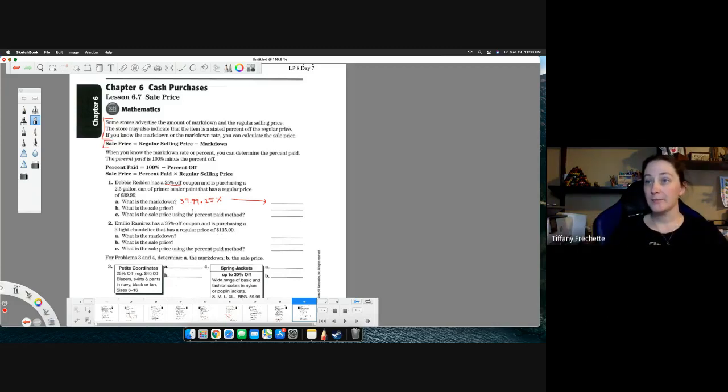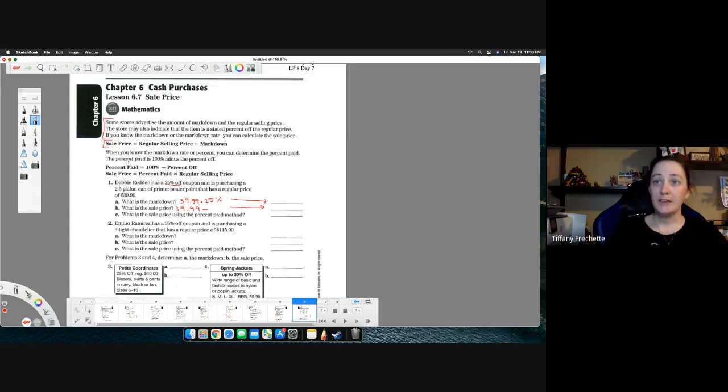It's the markdown. So in order to get the sale price, I need to take the $39.99 and subtract the amount that I have here. Whatever this total is, that I'm not writing out for you, I'm letting you calculate this one. Not a super hard calculation here. We have to subtract it, and that'll tell us what our sale price is.